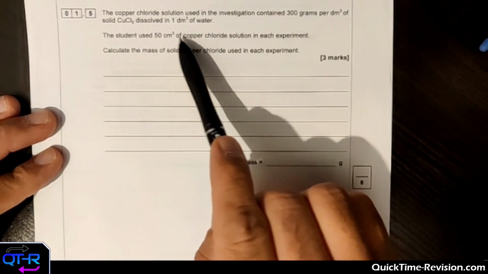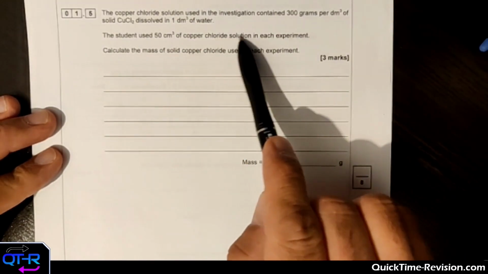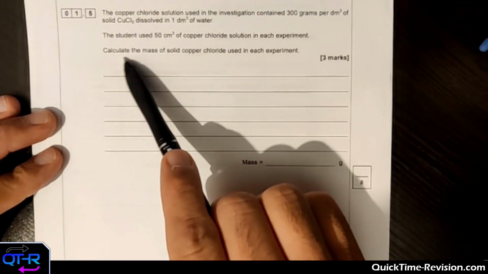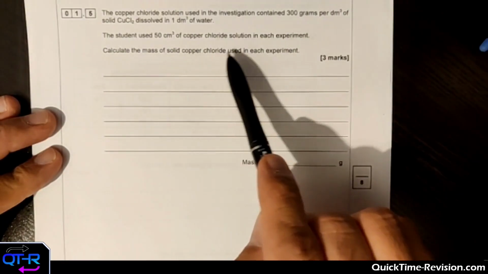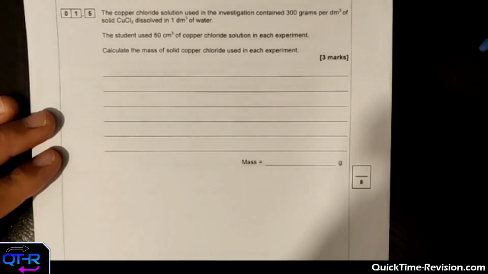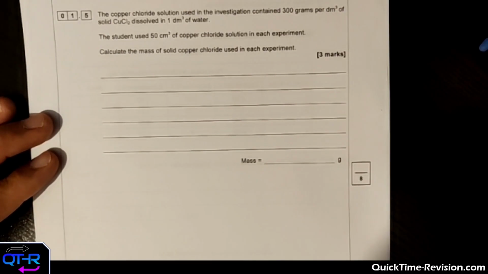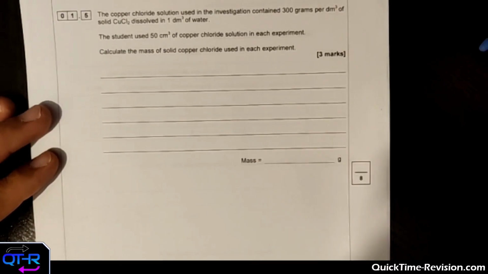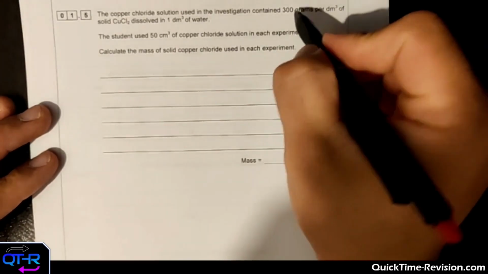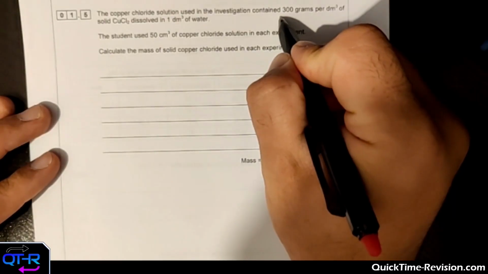chloride dissolved in 1 decimeter cube of water. The student used 50 centimeter cubes of copper chloride solution in each experiment. Calculate the mass of copper chloride used in the experiment. Now, this question tends to put off a lot of students, but it's fairly simple. There are a few different ways of tackling this question, but I'm going to show you my way, which I believe is one of the easiest ways of doing it.